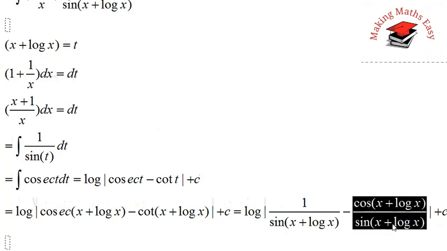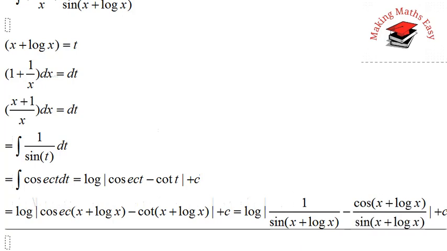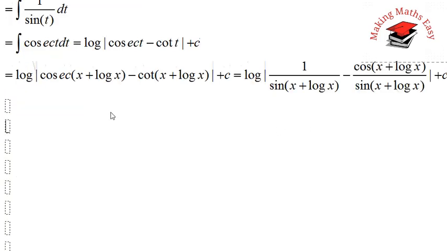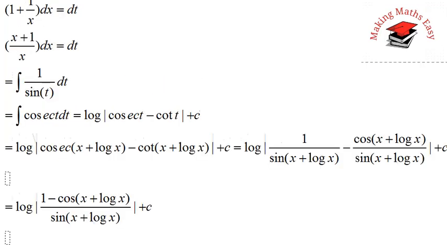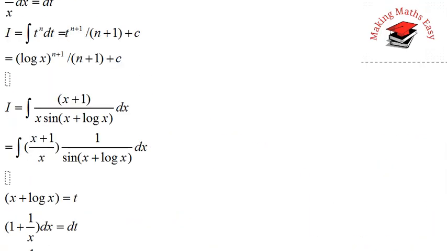Now we are having the denominator the same, only the numerator value we have to change over here. So this can be written in such a format as log of mod of (1 minus cos of x log x) divided by sine of x log x, and close the mod function, plus c. So in this way we have to integrate the given function, and we have used the method of substitution for integration.